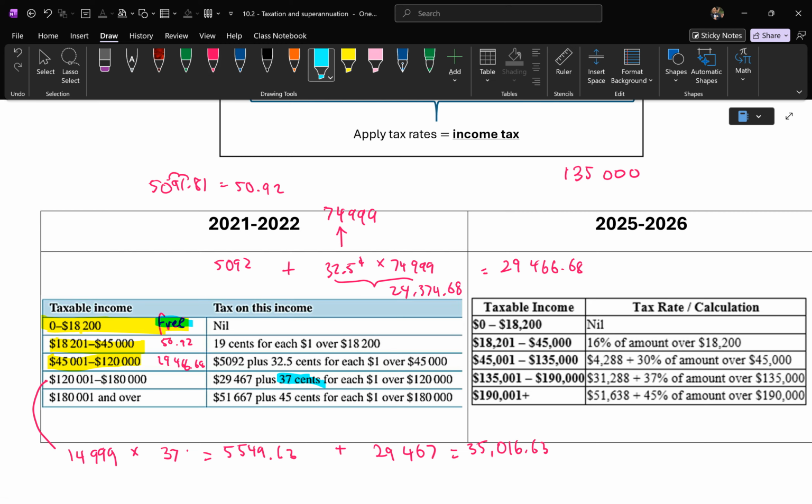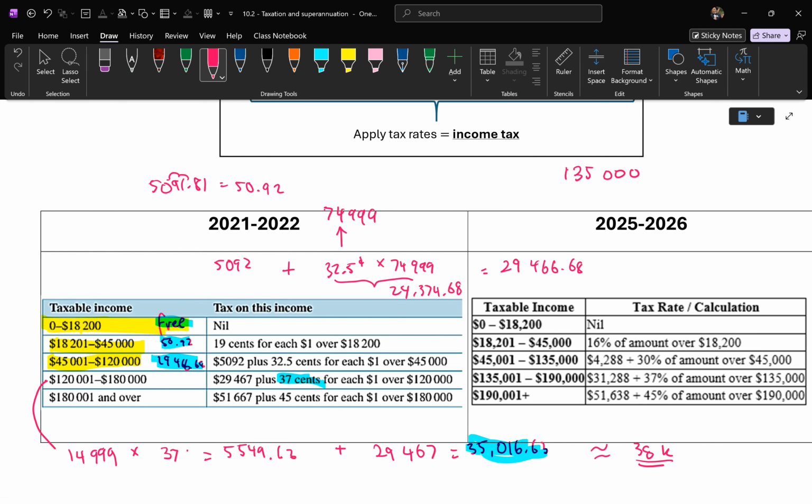So you've got free, $50.92 plus, what was my handwriting there? That was 2,948, plus this. We did an estimate. That's probably close to, let's just call that $3,000. That's about $38,000. You're paying approximately 38K. Okay? That's the general idea.